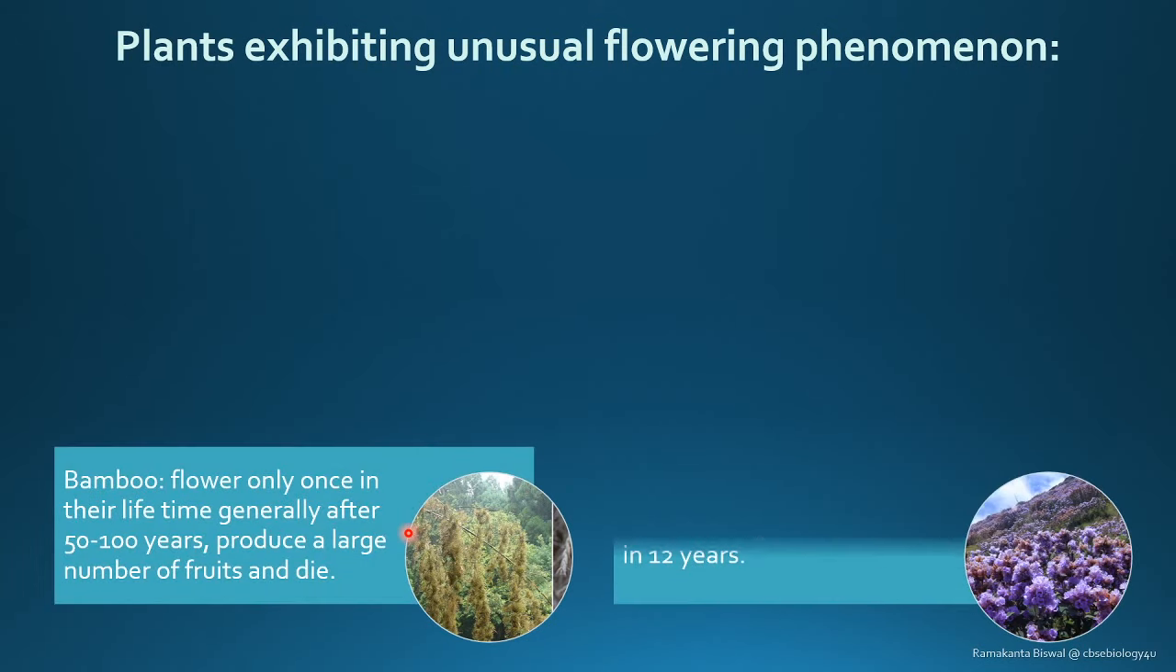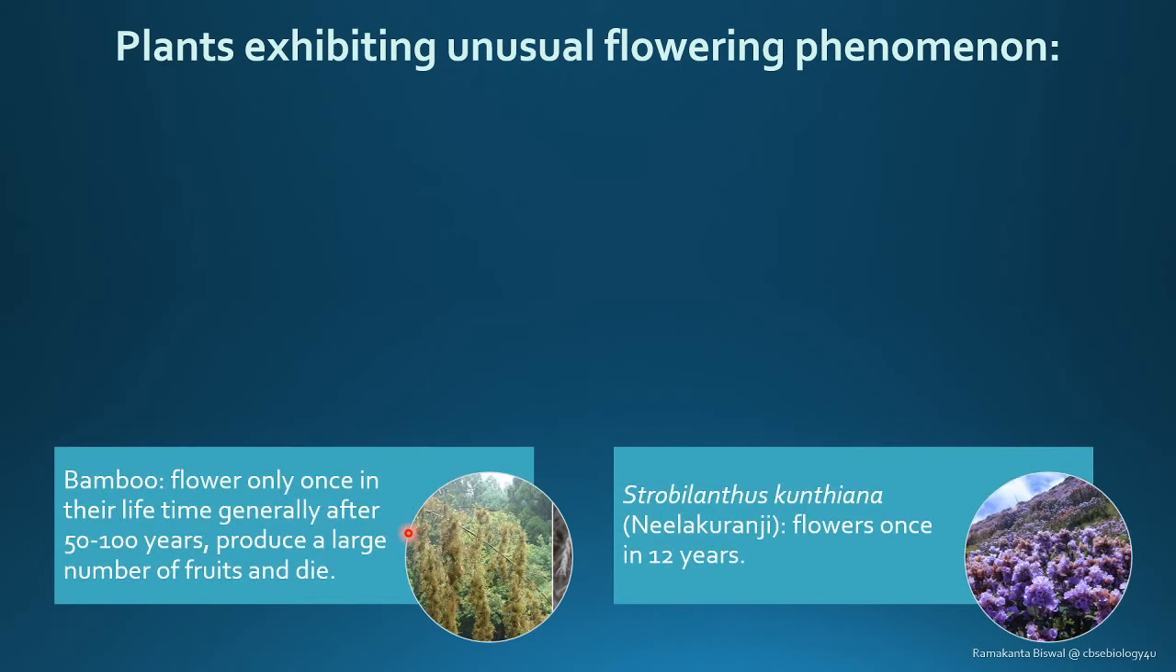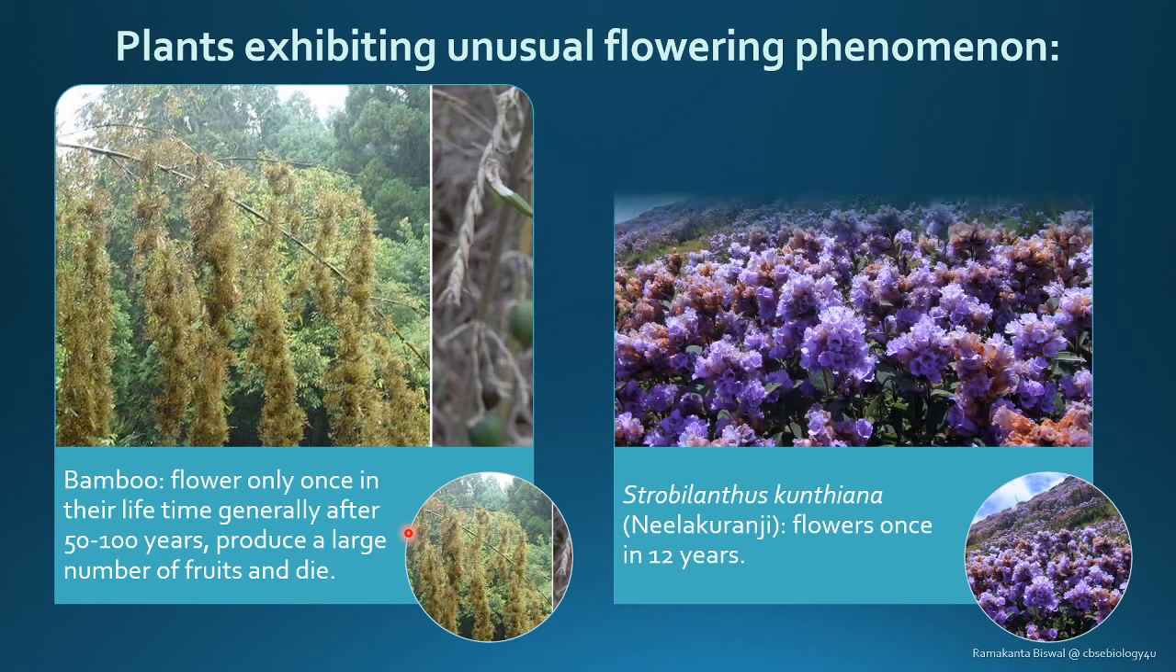Now one of them is going to be the bamboo. Typically they flower only once in their entire lifetime, and it is typically after 50 to 100 years. And during this time, after 50 to 100 years, they produce a large number of fruits, and they typically die.